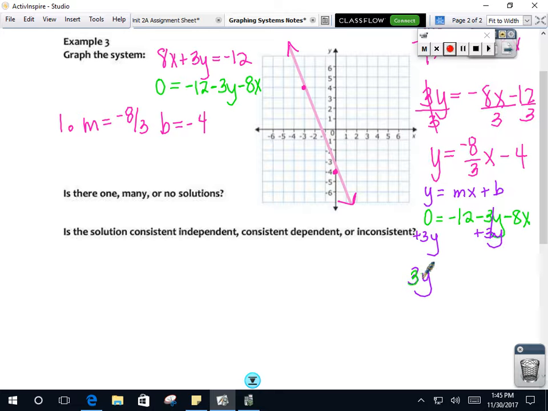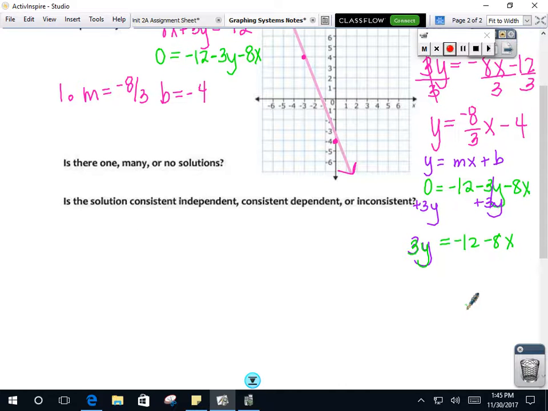Okay, so we have 3y equals negative 12 minus 8x. Okay, now what can we do? Divide by 3, because we're trying to get y by itself. You don't want to add 8x. It's on the correct side of the problem. So now y equals negative 12 over 3 is negative 4. And then can you simplify that?